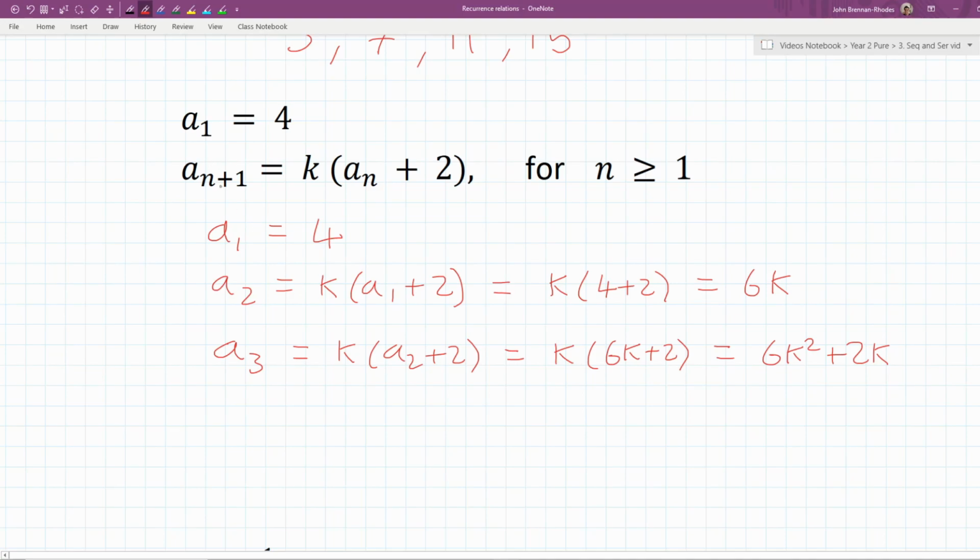So that could be the kind of question that we get here. But all I'm doing is using this relationship. If I was to try and put this into words, it says take the previous term, add 2, multiply by k, and that gives the next term. And that's what that rule would be described as.